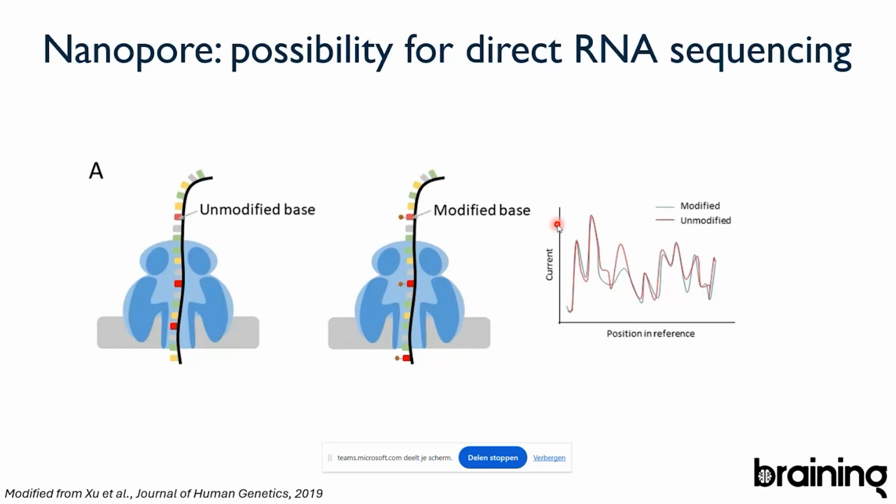So the limitation in this case for modified bases is technical, in the sense that it depends on your signal to noise ratio for the readout of the current. That's the first thing. And the second thing, it depends on how well your algorithm is able to distinguish the differences in current. Right. For now, nanopore is working on detecting 2 or 3 modifications at a time. But in theory, it's possible to look at all modifications at the same time. Okay, so that's very, very exciting.